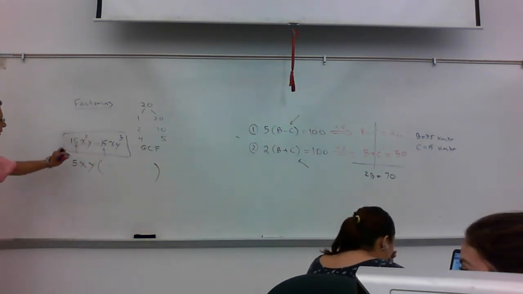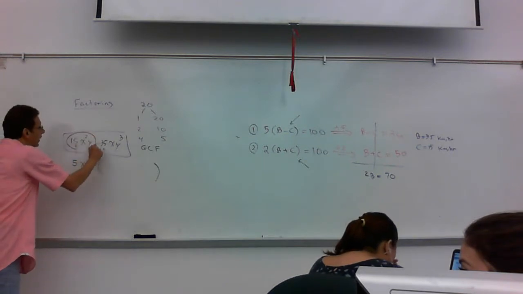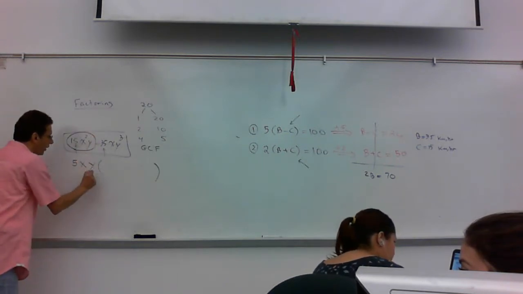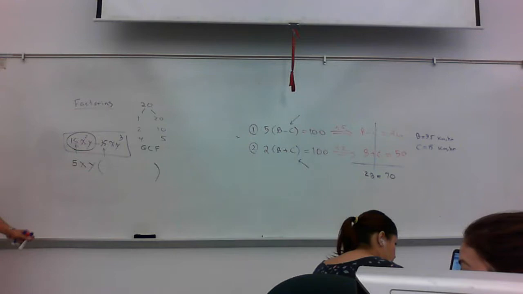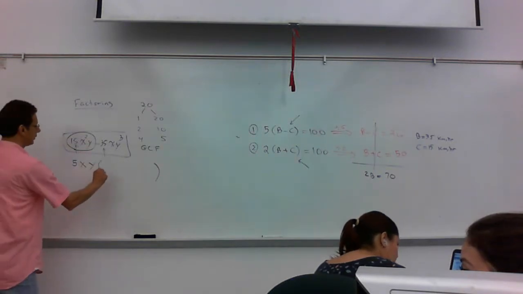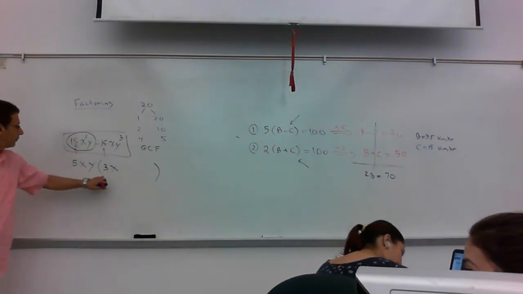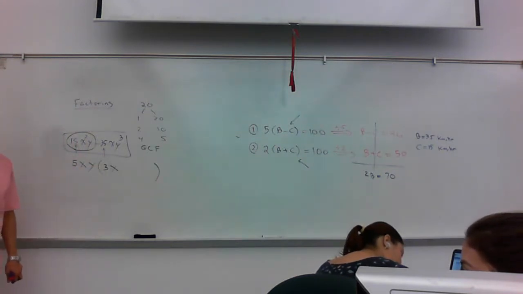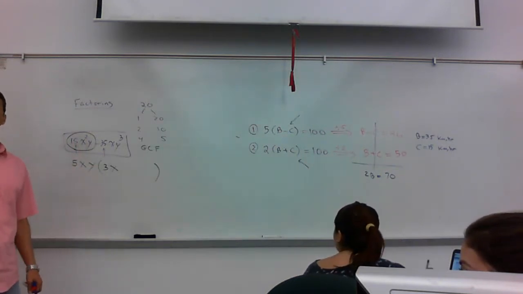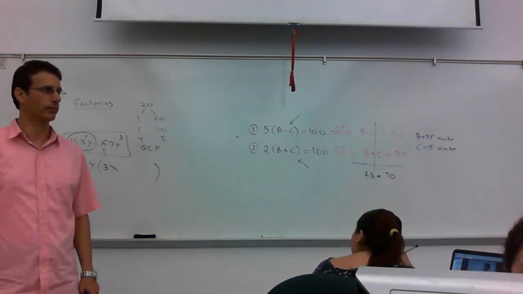Then what do you do? You divide 15x squared y by 5xy. You follow what I'm saying? What do you get? 3x. Now if you multiply them, do you get 15x squared y? Yes. That's how you check it. In a split second, you can check your work.